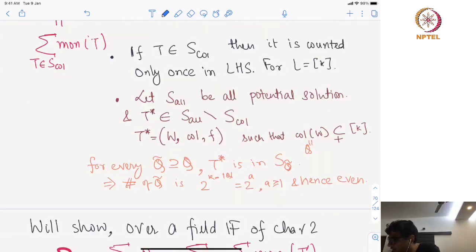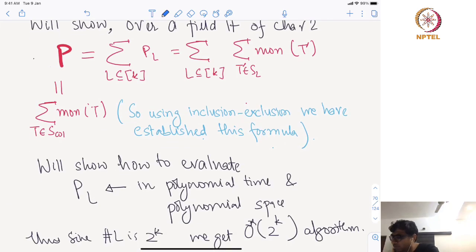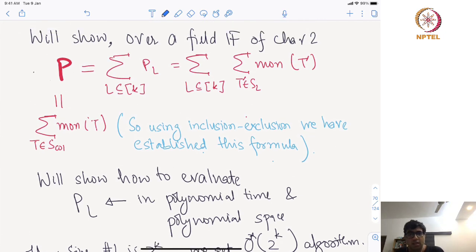So, this is very much similar to using inclusion exclusion, which we can establish this formula over a field F of characteristic 2. This is very important, otherwise we cannot say this. So, what we have been able to show is that the summation over T in S of mon T is the summation over L subset of K of PL, over a field of characteristic 2.